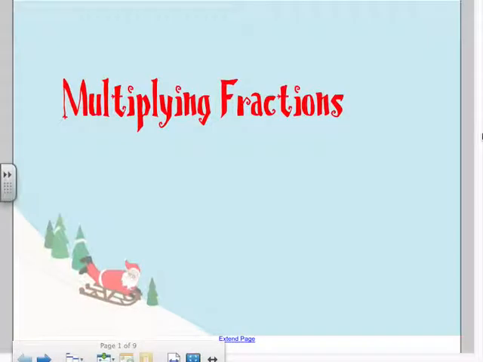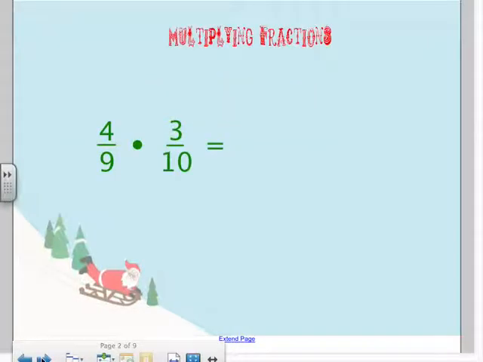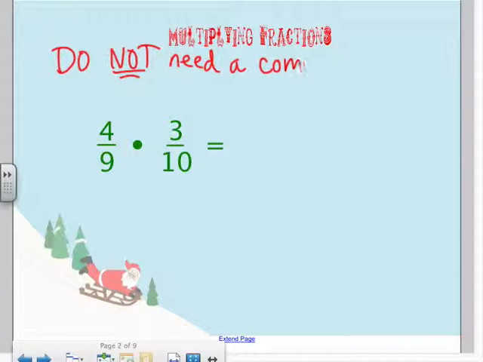This video is on multiplying fractions. All right, so the really nice thing about multiplying fractions, and dividing, you'll see later too, is that you do not, and I repeat, do not need a common denominator, okay?